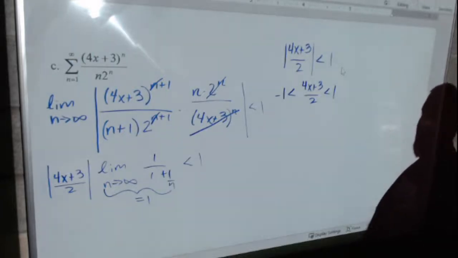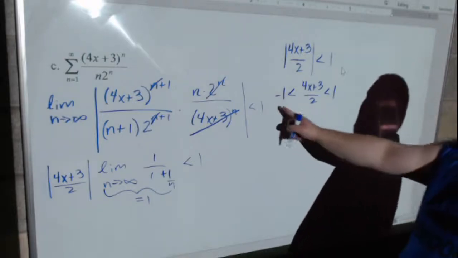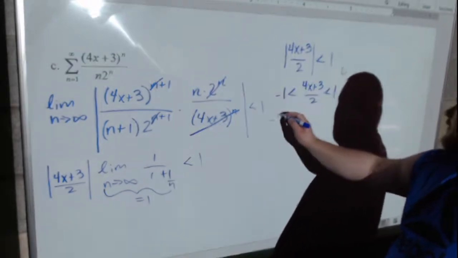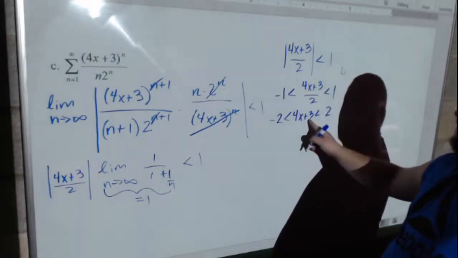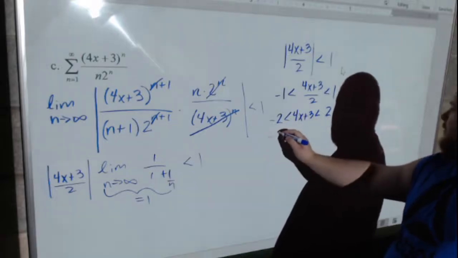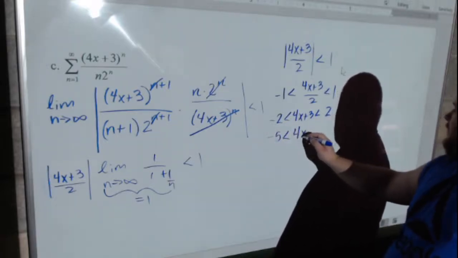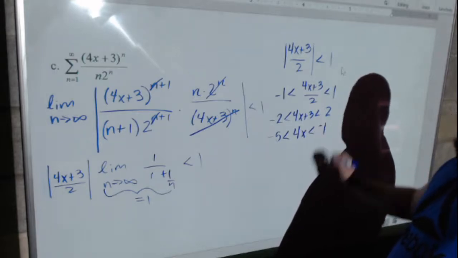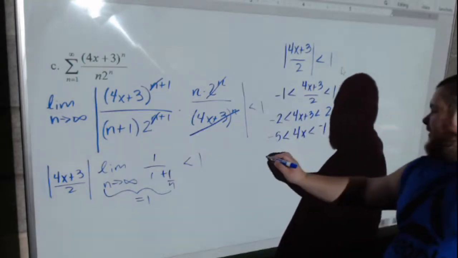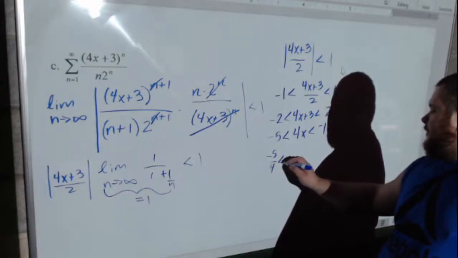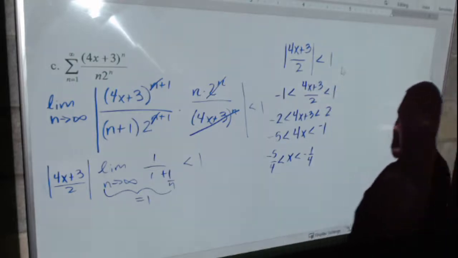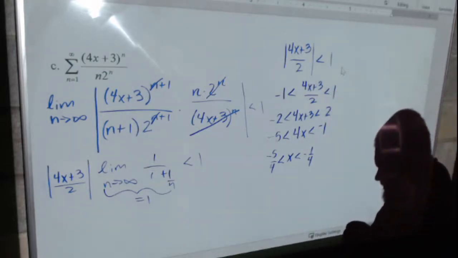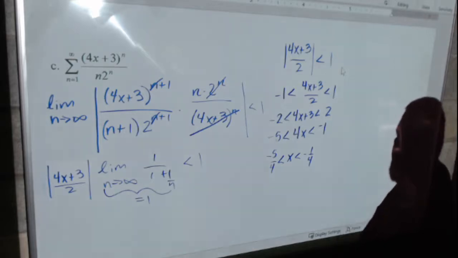Then do your manipulation there. So I'm going to multiply through by 2. Subtract 3 everywhere. And then finally divide by 4. So that's my interval. I just have to find out what happens at the endpoints.